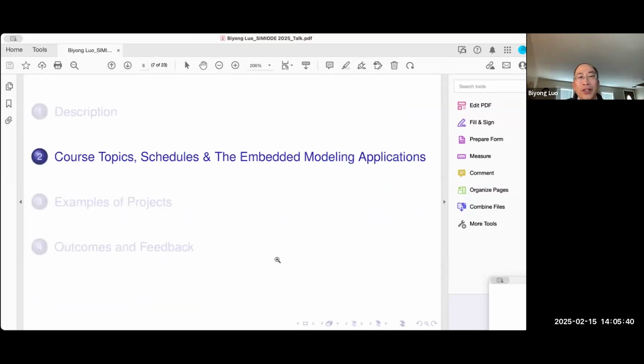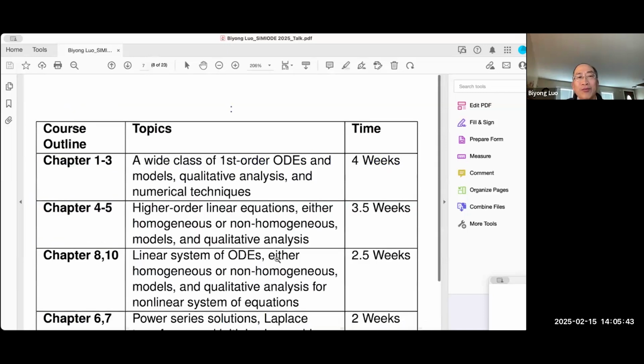Next, I will show my course design for these contents. I use Zill's textbook, Differential Equations and Boundary Value Problems. Chapters 1, 2, 3 are the typical ones: a wide class of first-order ODEs and models, quantitative analysis, and numerical techniques. That usually takes 3.5 to 4 weeks.